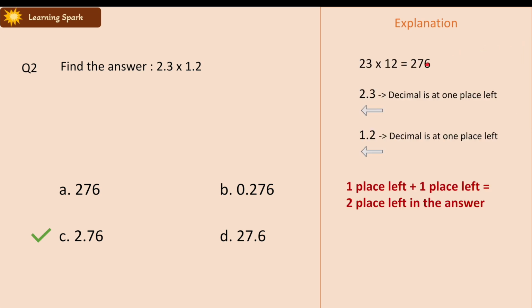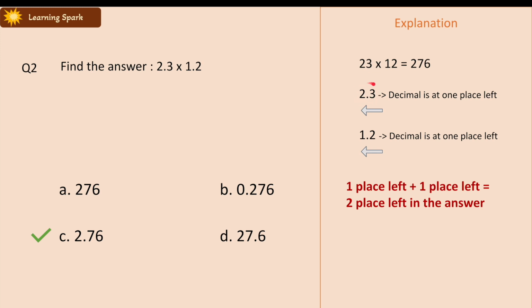So how do we start this? We first ignore the decimal points and make it a multiplication of 23 and 12. Ignore the decimal numbers and make a multiplication of 23 into 12. It becomes 276. The next step is we put the decimal point.